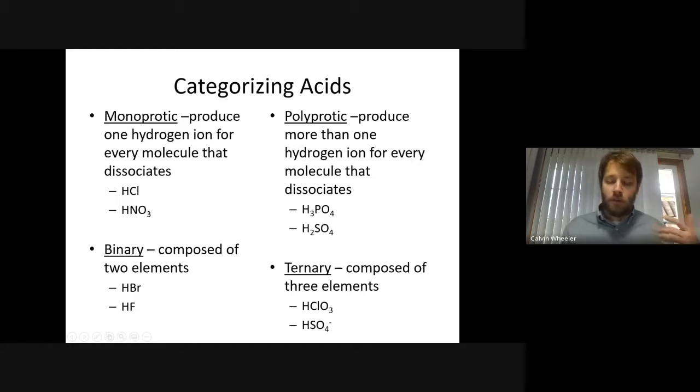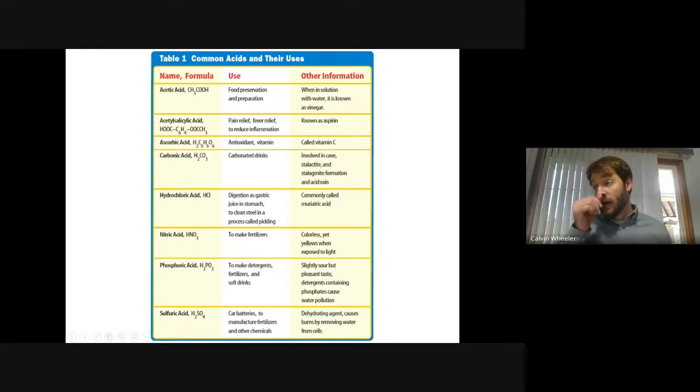So we call them ternary polyprotic acids. These ones down here at the bottom left in the binary section, they're not only binary, but they're also monoprotic. So binary monoprotic acids. And then these ones at the bottom right, these are ternary monoprotic acids because they have 1 hydrogen and they have 3 elements. Okay, so we can classify acids based on how many protons they have, as well as how many elements are present. Here is a list of some common acids and their uses.